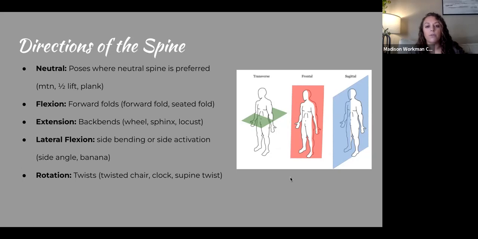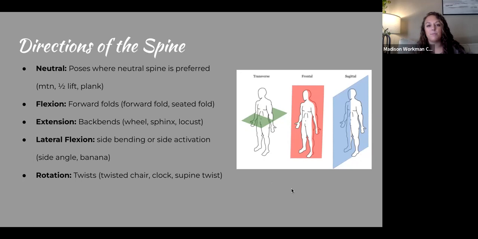Flexion, whenever we forward fold, excuse me if I'm wrong in this. I believe that is a sagittal motion, front to back. I could be wrong on that. I will have to double check. Extension, back bends, lateral flexion, side to side. That is that side body. I believe that is sagittal, and flexion and extension would be frontal. I will double check and get back to you on this. We'll talk about it this weekend. The rotation for sure is on the transverse plane.